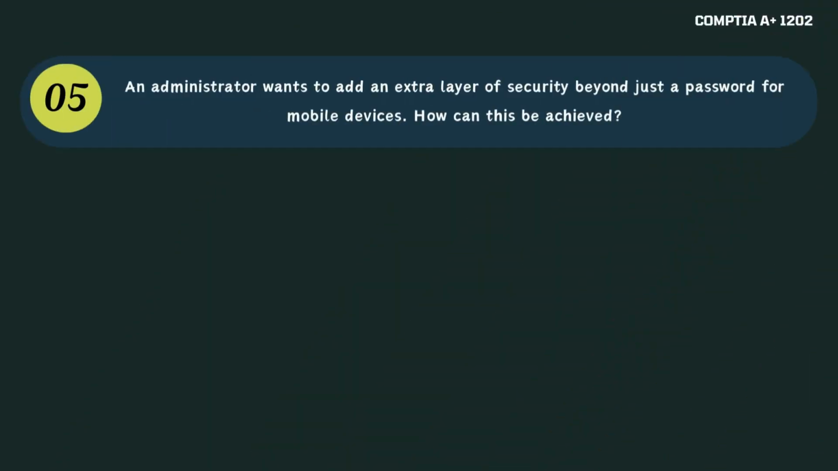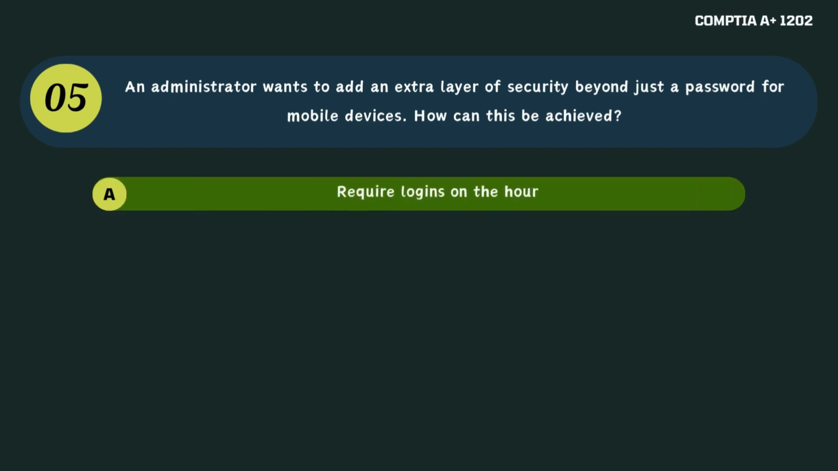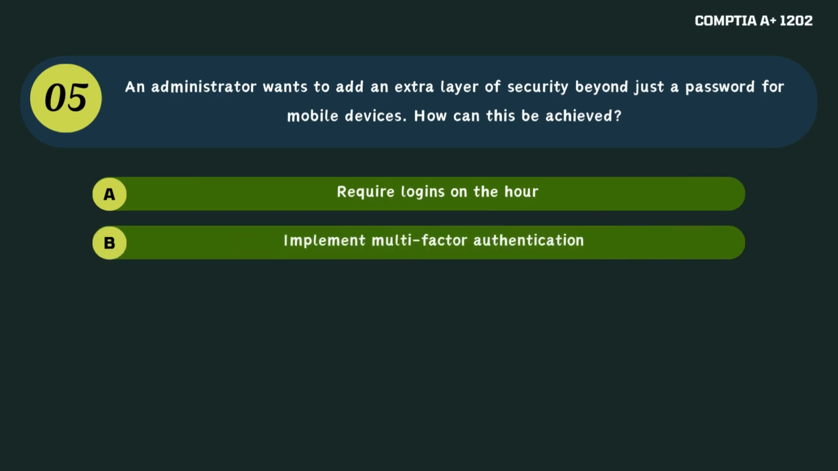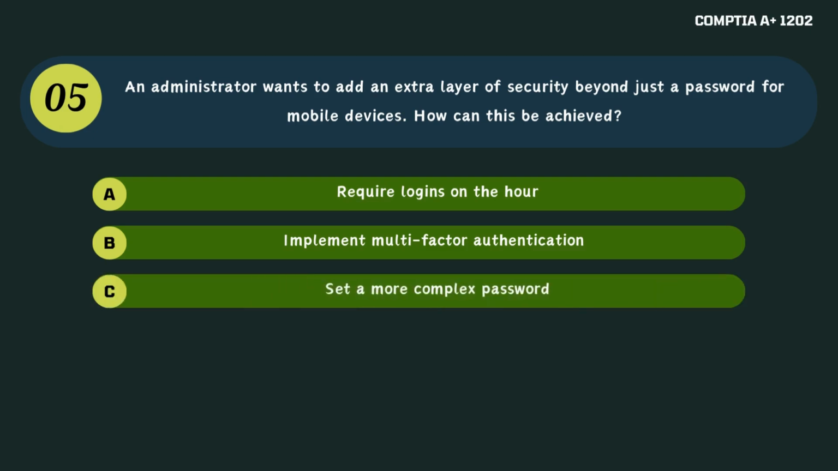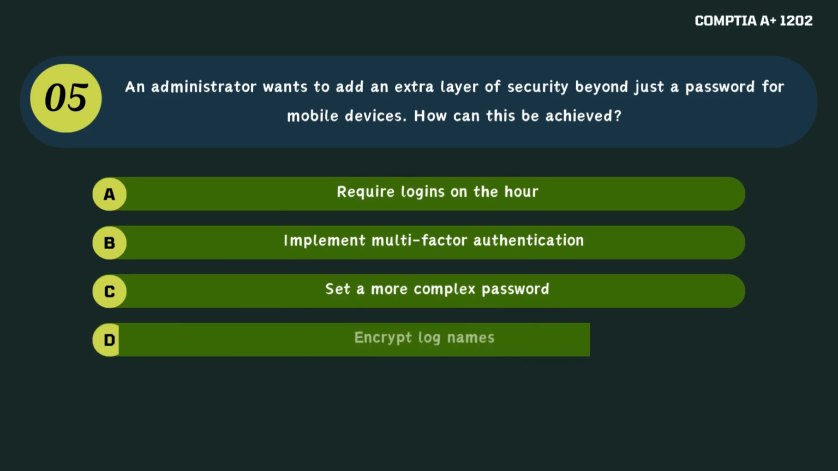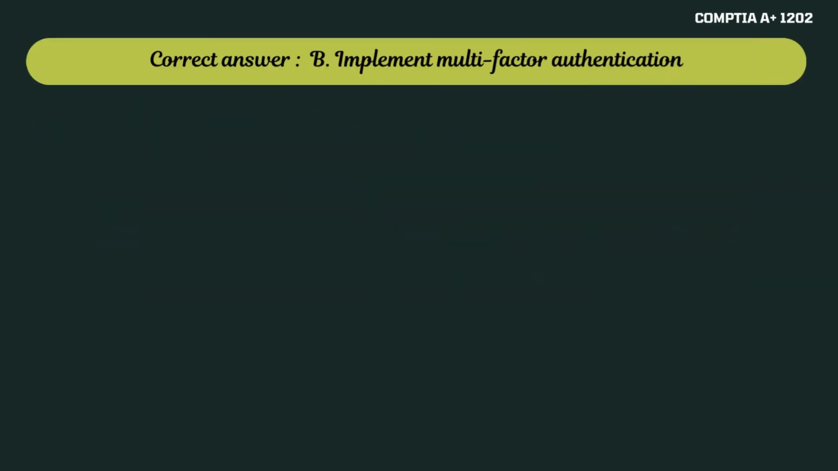Question 5. An administrator wants to add an extra layer of security beyond just a password for mobile devices. How can this be achieved? A. Require logins on the hour. B. Implement multi-factor authentication. C. Set a more complex password. D. Encrypt log names. Correct answer. B. Implement multi-factor authentication.